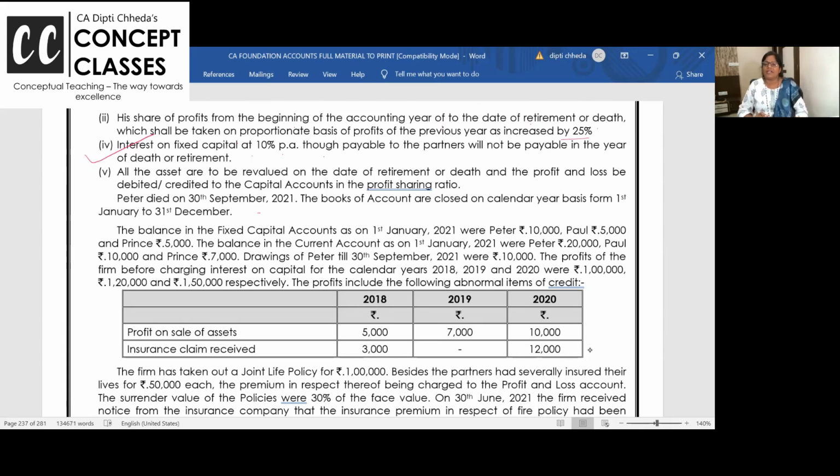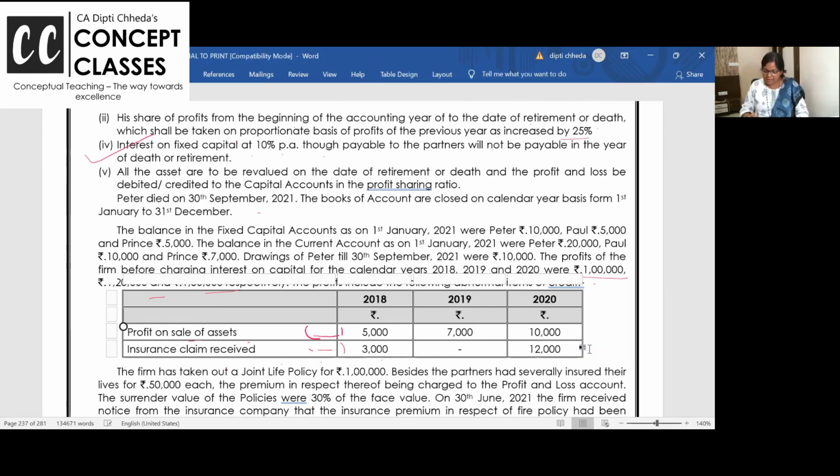Exactly the same as what we have done. Profit before interest on capital is given and you want profit after interest on capital. Profit on sale of asset is included in the above. In these 3 years, abnormal profit is there. Profit on sale of asset, remove it, because every year you are not going to have profit. You remember? Abnormal gain, abnormal loss you have to remove or add back so that you get future maintainable profit. Insurance claim received also you should remove.